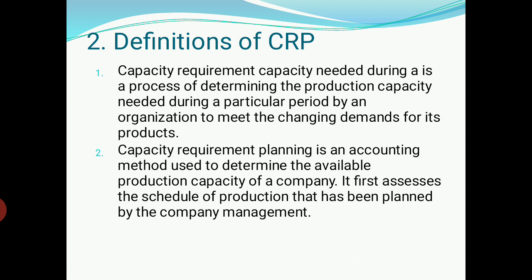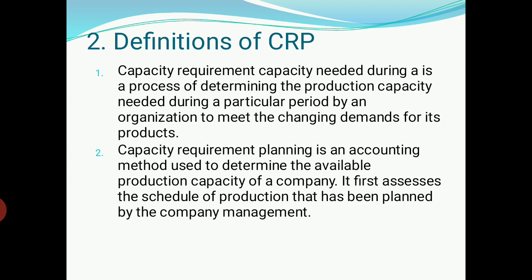CRP is such a technique through which the production capacity can be measured with the changing demand, and when we do this it is said to be CRP. So CRP is an accounting method used to decide the available production capacity of the company. It first assesses, that means examines, the schedule of the production that has been planned by the company's management.